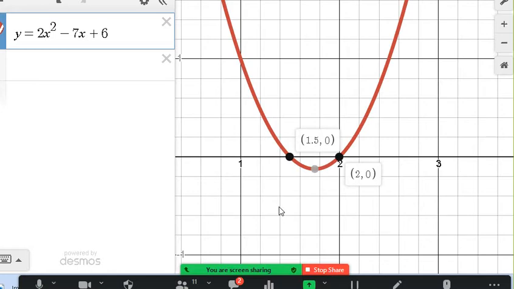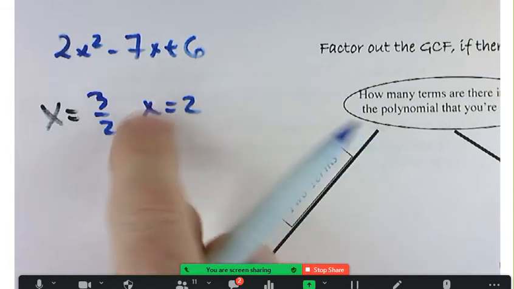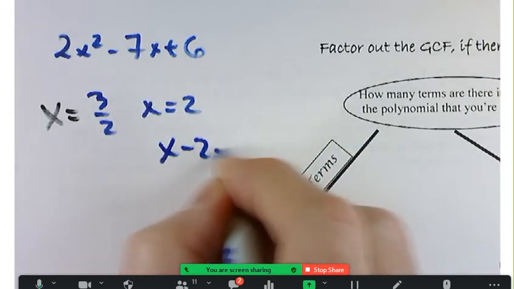So let me write those down. x equals 1.5 and x equals 2. Now 1.5, I'm going to write a little bit differently. I'm going to write it as 3 halves, and x equals 2. So let's switch screens here. Now, for this one, I'm just going to move the 2 to the other side and get x minus 2 equals 0.